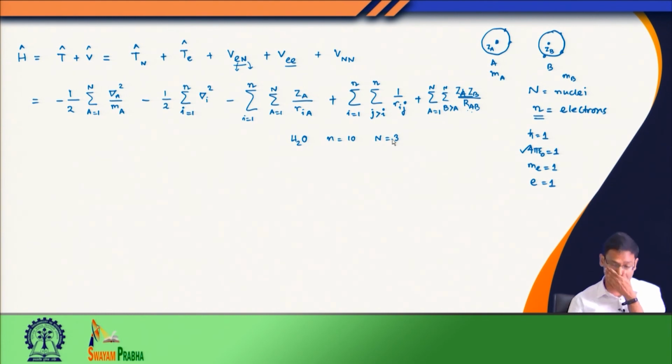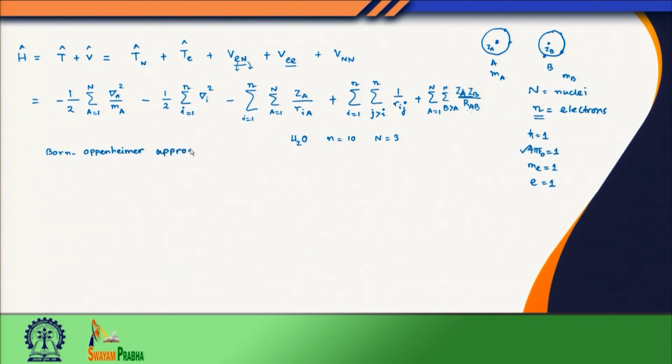One thing that we must appreciate here is that when I have these electrons moving around, the nuclei are much heavier than electrons. Therefore, we can actually separate the solution of the electrons from that of the nuclei. So, this is the famous Born-Oppenheimer approximation, which says that you can separate the nuclear motion from that of the electron motion.